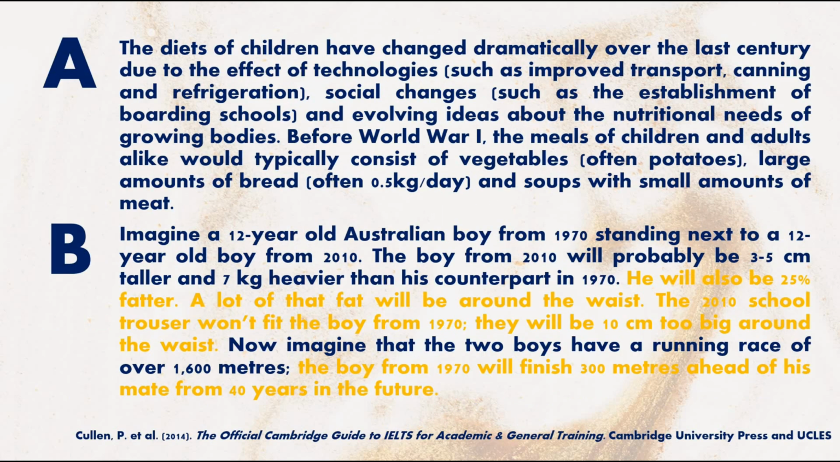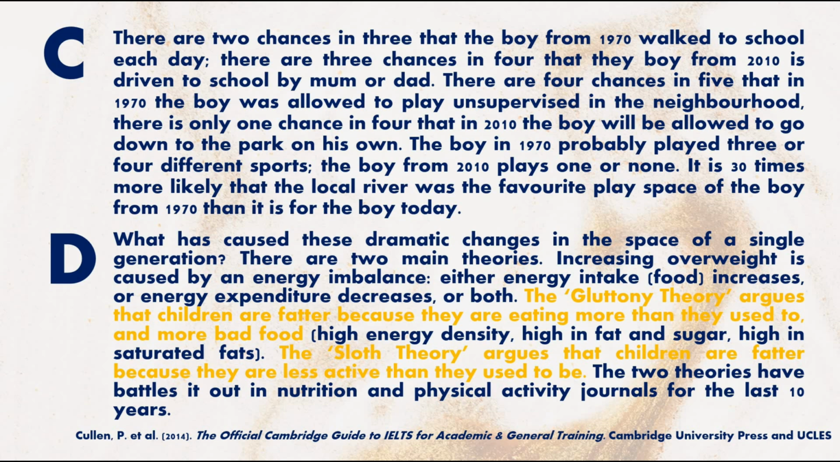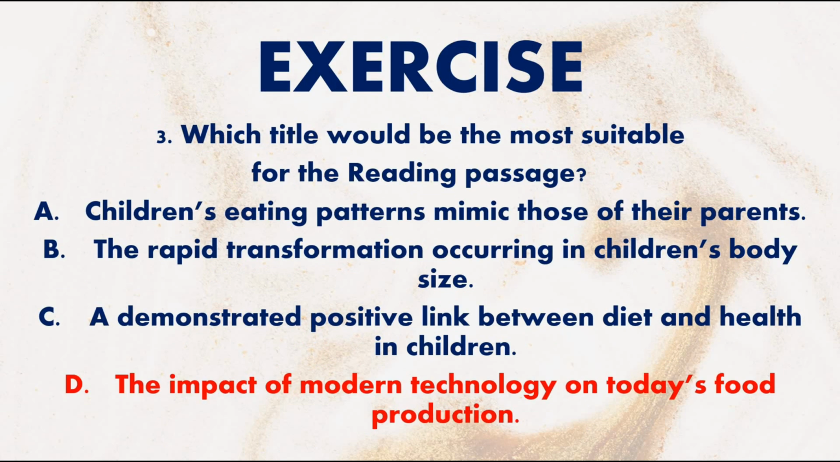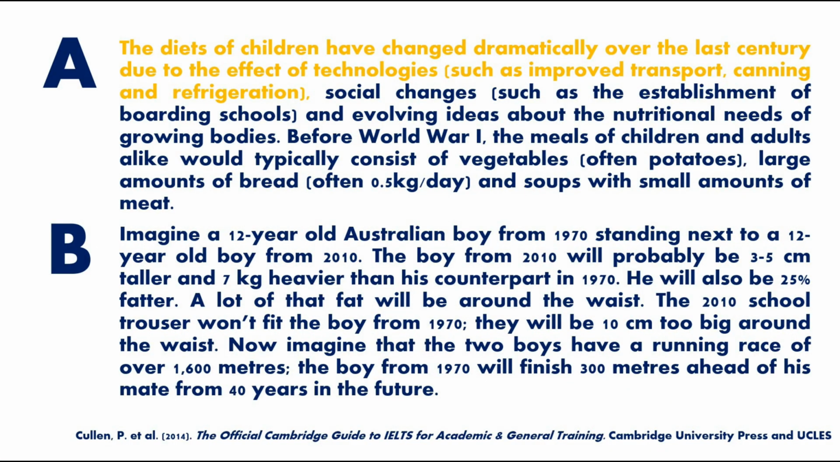So this is paragraph B, and I've highlighted some details or supporting details in yellow, and I've done the same in paragraph D. And then letter D, the impact of modern technology on today's food production. Paragraph A did talk about the effects of technology on children's diet, but did it say something on its effects on food production at the present time? In paragraph A, I've highlighted the first sentence, which talked about the effects of technologies to children's diet. But did the paragraph talk about food production at all?